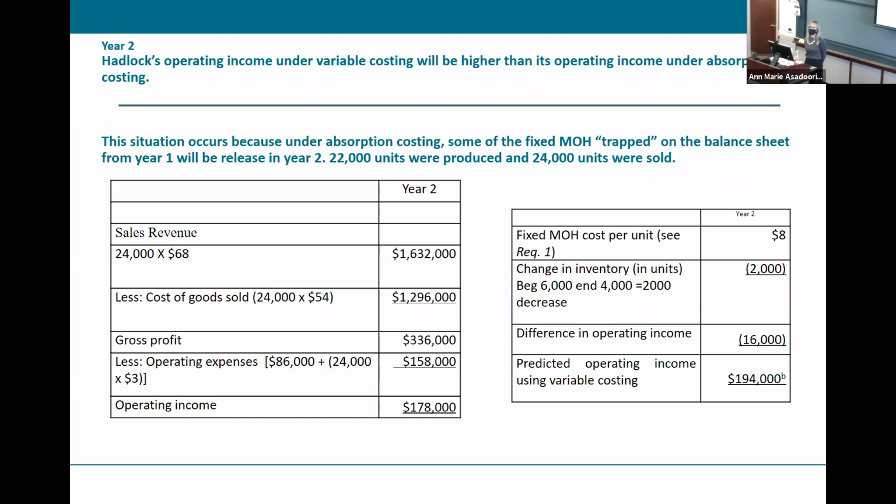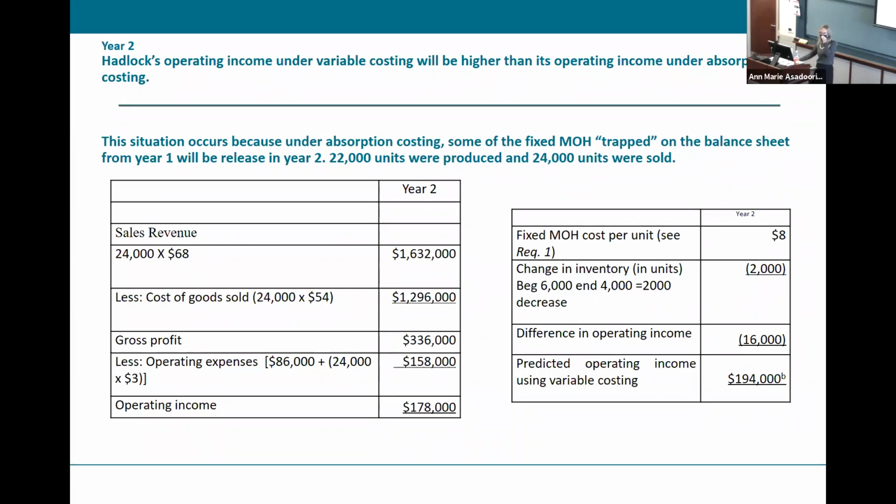All right, so here's year 2. So I'm asking you to do the income statement again. It's the same thing, and you want to practice this, right? It's the same format, product and period. The only difference here is that I'm selling, in this case, 24,000 units instead of 16. So I still have the same selling price. My cost of goods sold for each unit is still 54, because remember, I produced another 22.